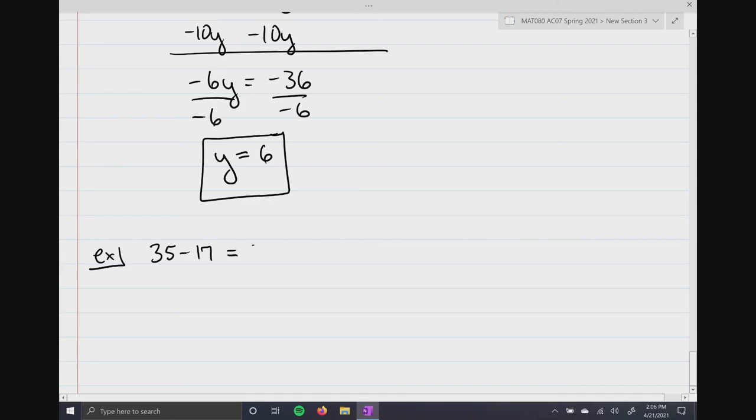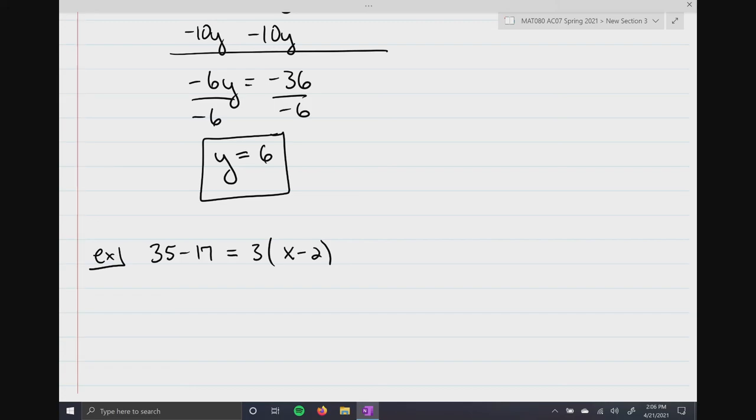35 minus 17 equals 3 times the quantity x minus 2. All right. Step one. I don't see any fractions. So far, we've avoided fractions this entire time, and that's good. Step two, if I see parentheses, use the distributive property to remove them. Now, I definitely see parentheses.